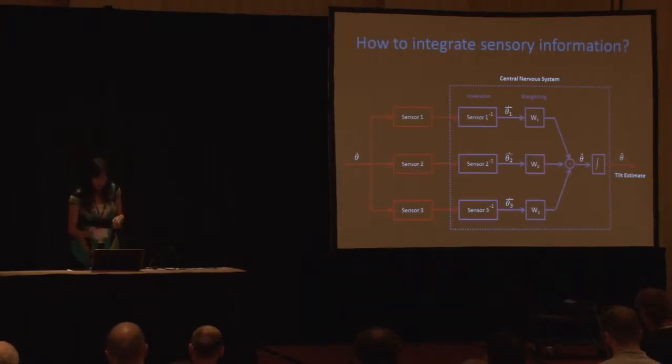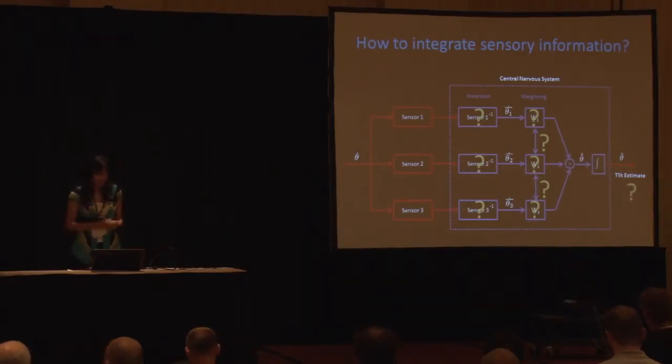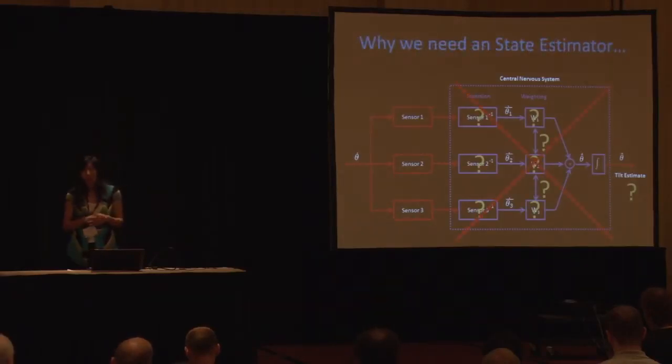Well, there are some problems with this. How do you know you can invert the sensors? Will this be stable? How do you choose the weightings? And also, what are the cross-couplings between the different sensors and their dynamics? And how do you know what your estimate of tilt will be? So we think this is not the way to go, and perhaps we should use a state estimator.